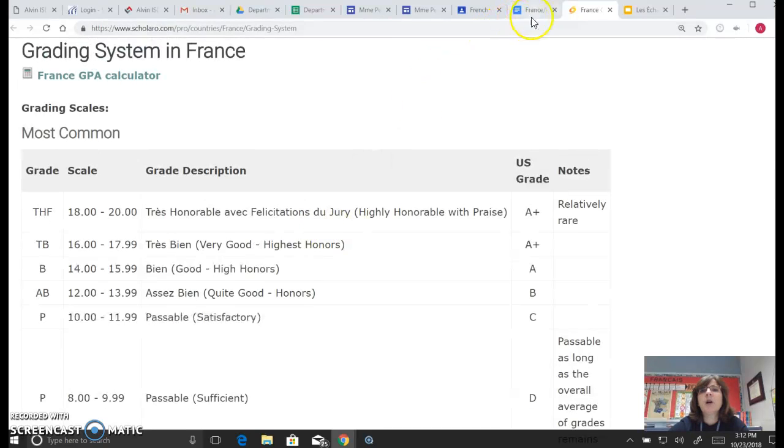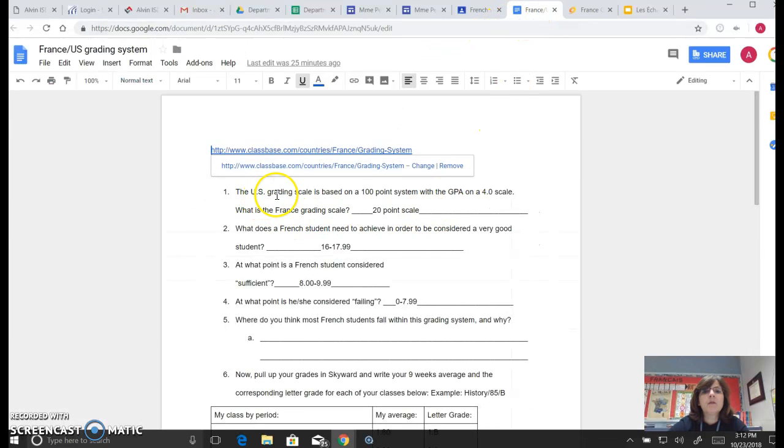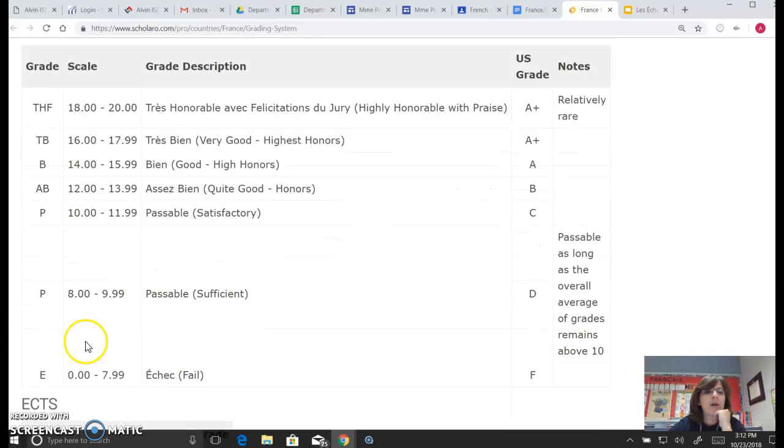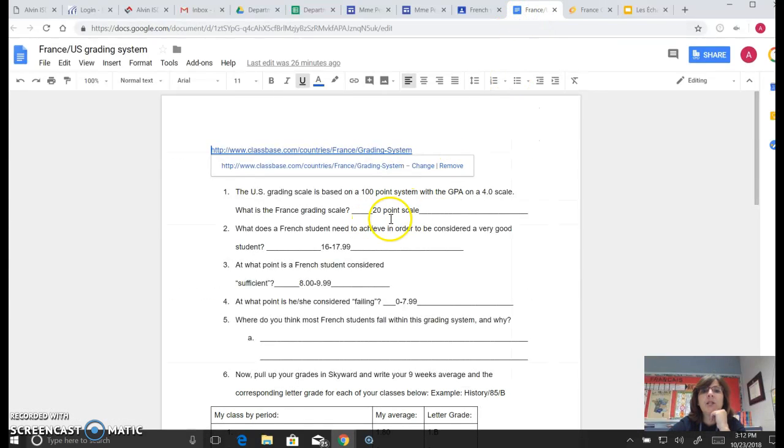So the first question on our document was, the U.S. grading scale is based on a 100-point system with the GPA on a 4.0 scale. What is the France grading scale? And everybody looked at our scale, and you can see that the highest it goes is 20, and the lowest it goes is 0. So the grade point scale would be a 20-point scale. So that's a big difference between the France system and our system.